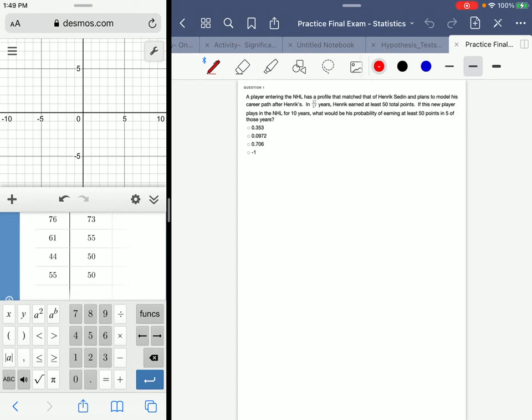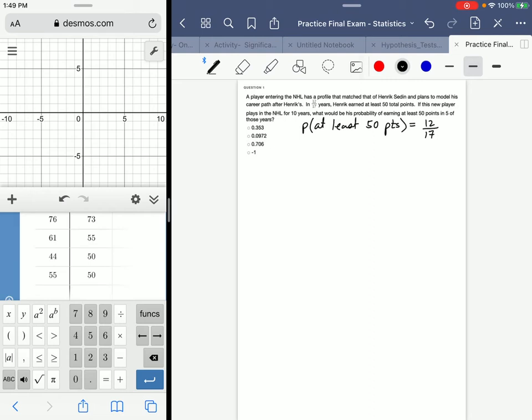So the 5 out of 10 years, those are terms that make you think along the lines of binomial probability, although the at least part of it is sort of a trick to the question. So what we have here is the probability of at least 50 points would be 12 out of 17, assuming this trend holds up.